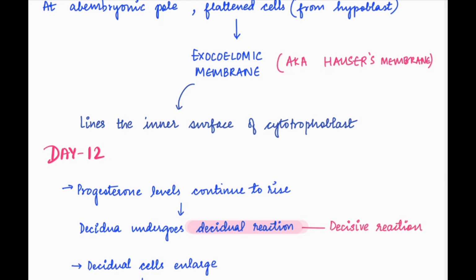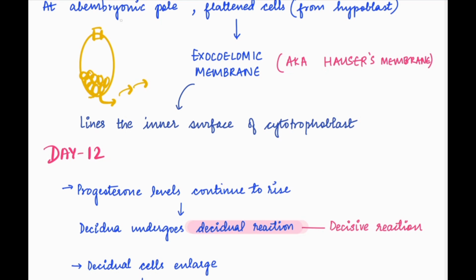So, at the abembryonic pole. Okay, let's clear the term. What is embryonic pole? We have your blastocyst. This part contains your inner cell mass. The inner cell mass area is known as the embryonic pole. From this part, your future embryo will grow. The part exactly opposite to it is known as the abembryonic pole. Got it?